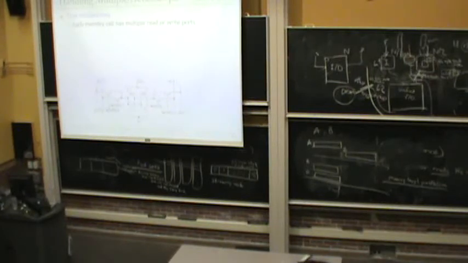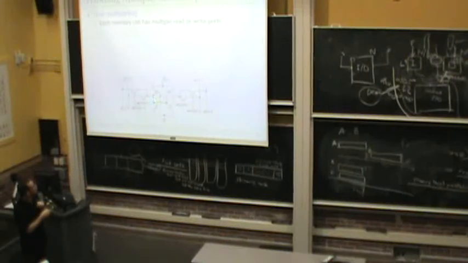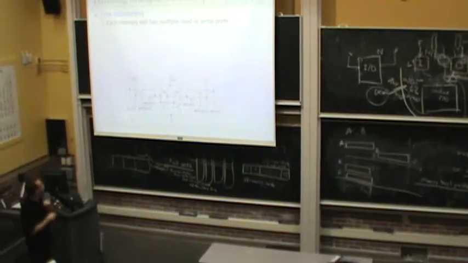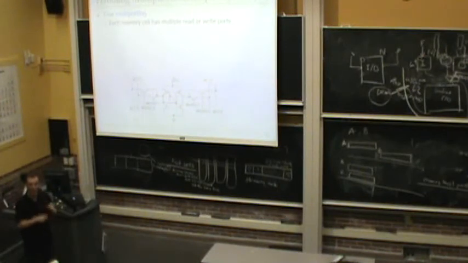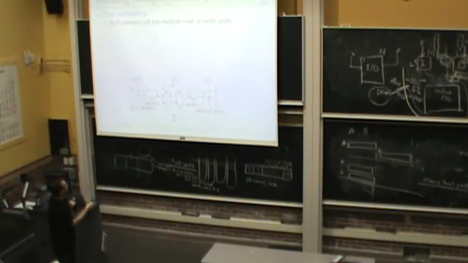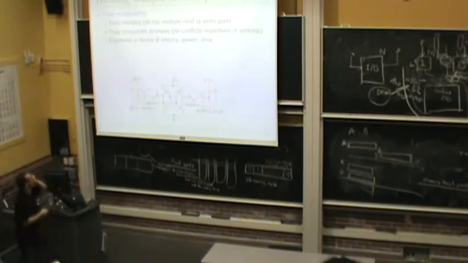True multiporting, the idea is, remember the SRAM cell I showed you earlier? You had six transistors. With true multiporting, now you have multiple read or write ports to the cell itself, so that you can do multiple accesses in parallel to the cell. You can do two reads from the two different ports to the same cell. Well, of course, obviously, you can see from this picture, this comes at a cost, right?